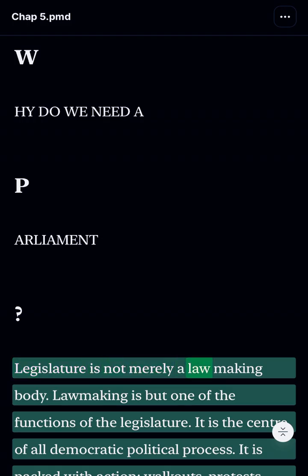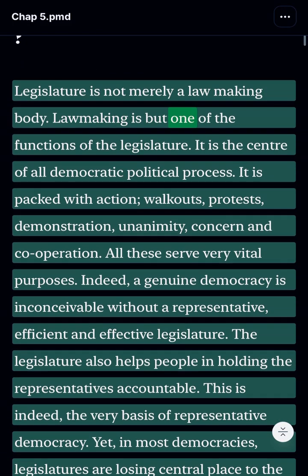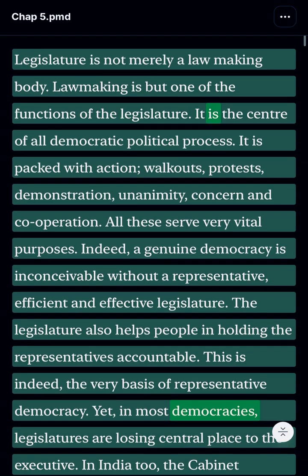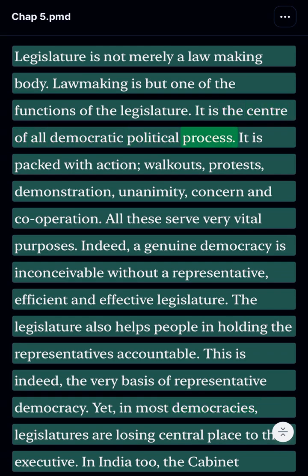Legislature is not merely a law-making body. Lawmaking is but one of the functions of the legislature. It is the center of all democratic political process. It is packed with action, walkouts, protests, demonstration, unanimity, concern, and cooperation. All these serve very vital purposes. Indeed, a genuine democracy is inconceivable without a representative, efficient, and effective legislature. The legislature also helps people in holding the representatives accountable. This is indeed the very basis of representative democracy.